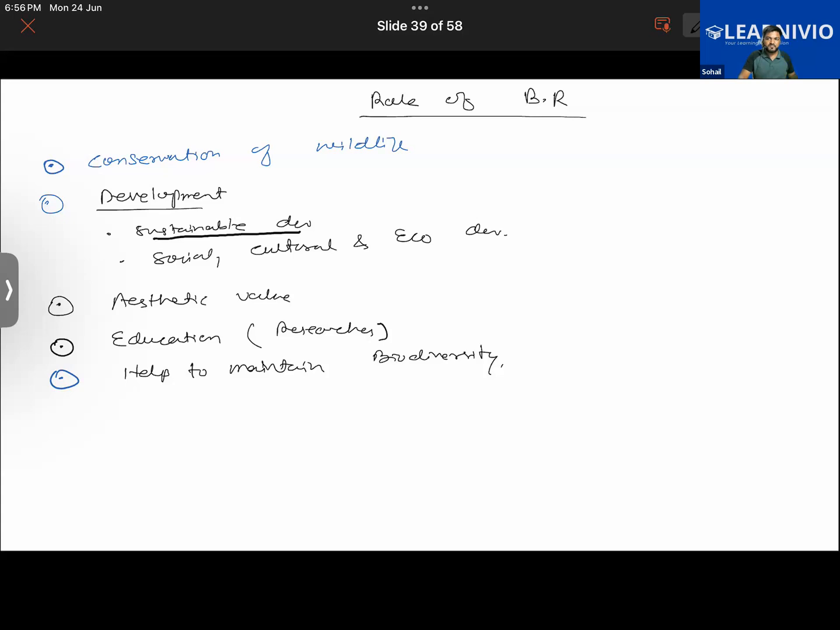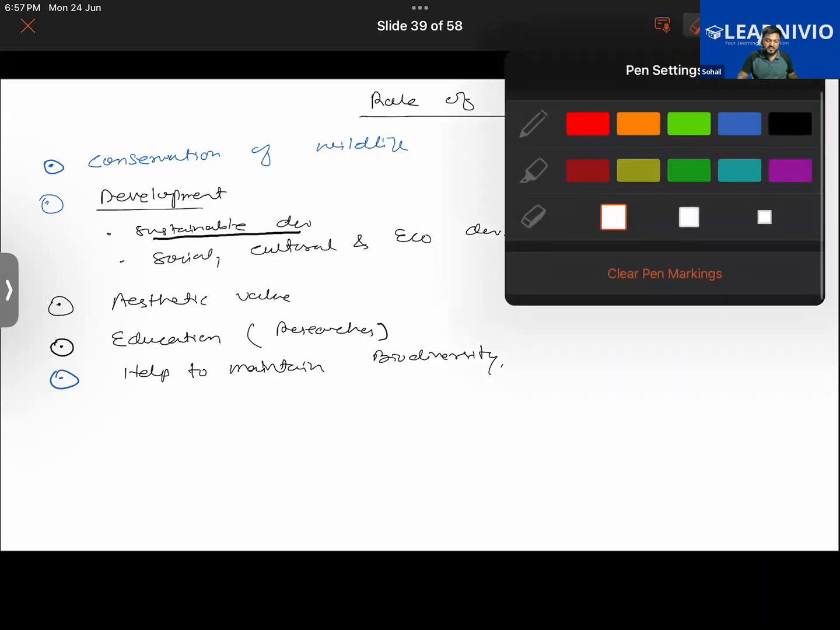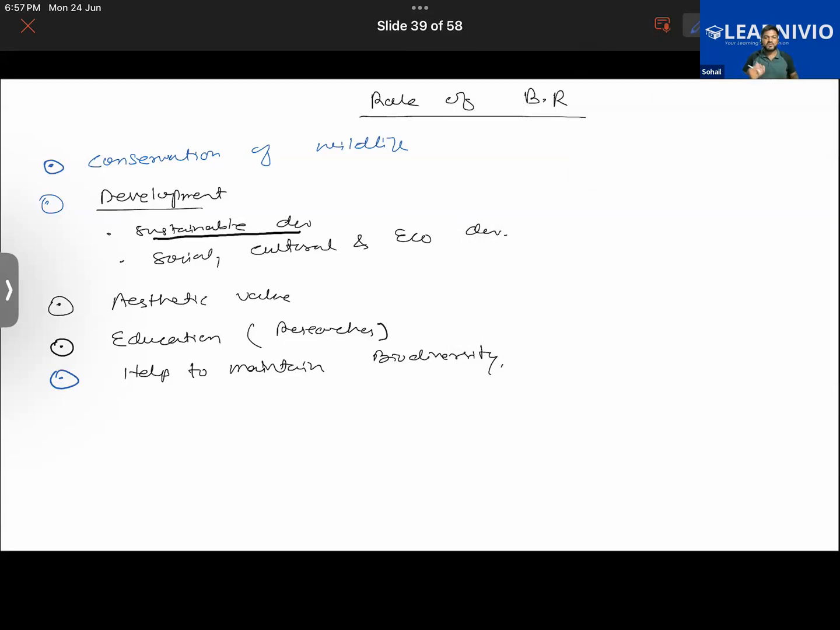Getting what I'm trying to say? Suppose this much is the coal reserve, so it's not like you will use 100% of the coal reserves. You will leave some of them for the future generation too. So that is what sustainable development means. That means taking only that much from the nature which is required for you, not over-exploiting it. So it helps to maintain biodiversity. Furthermore, it also helps to maintain the ecological balance of the nature. Now we have learned about ecological balance in the previous class.